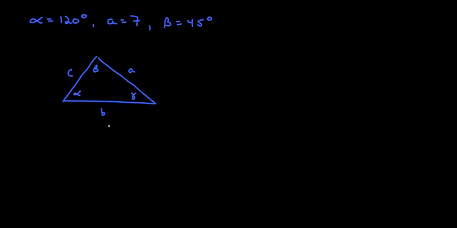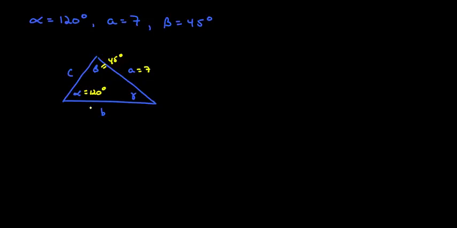Now what I'm going to do is label each of these that I know. I know that this angle is 120 degrees. Again, it's not to scale, but that's all right. Length A is 7, and angle B, or beta, is 45 degrees. Now I try to fill in all the remaining pieces that I can just by looking at it.